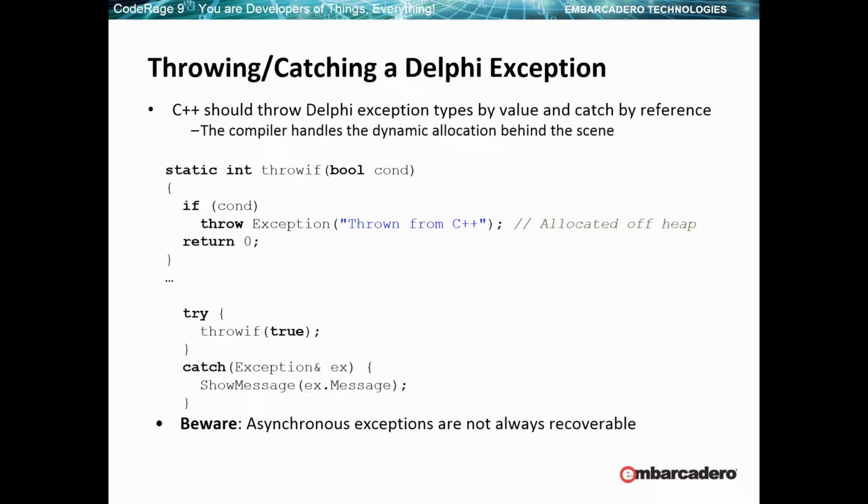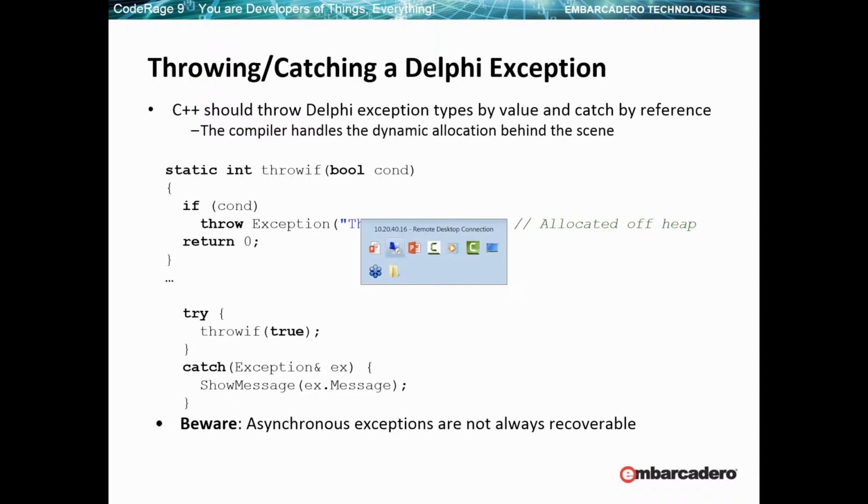So we wanted to have the same syntax in C++. When you're throwing a Delphi exception, you actually say throw exception. You don't say new in this case. Behind the scenes, we go ahead and new it, so the compiler actually generates this off the heap. Here's a little example: this is my little function that will throw if the condition is true, and at the bottom is the case that exercises it.